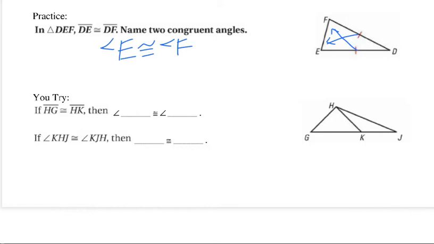So next I would like you to try the same idea. Start with that HG is congruent to HK and draw your symbols in your picture, and then find the angles that are across from them, and then start with the angles that they give you that are congruent, and then that will tell you the different sides that will be congruent. So go ahead, push pause, work out your answer, and then you can push play when you're ready to check your answer.